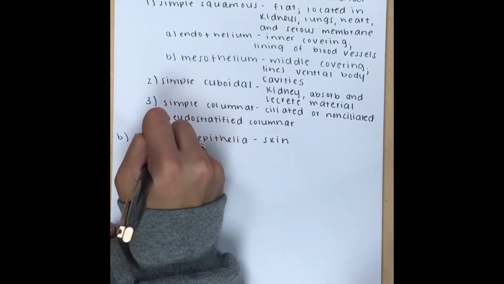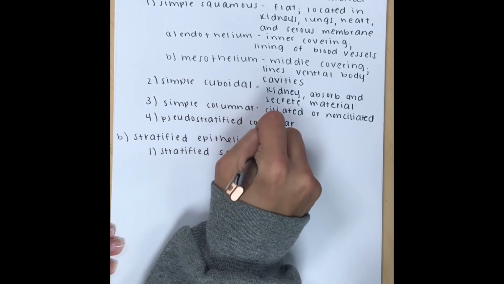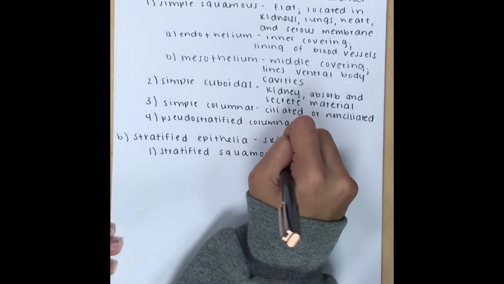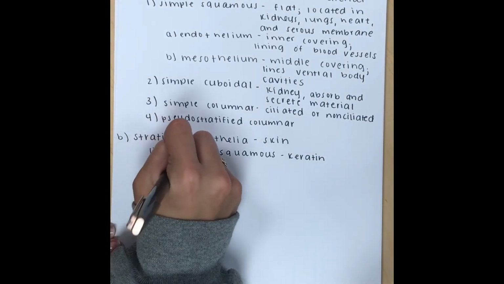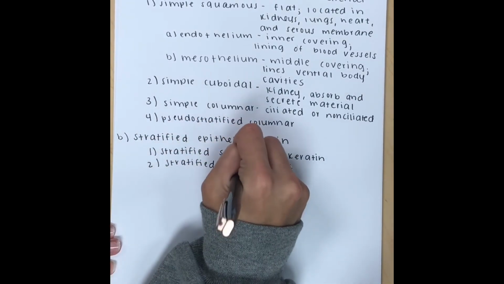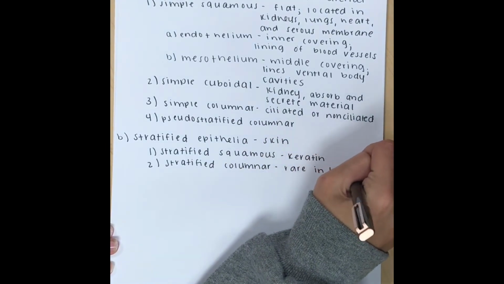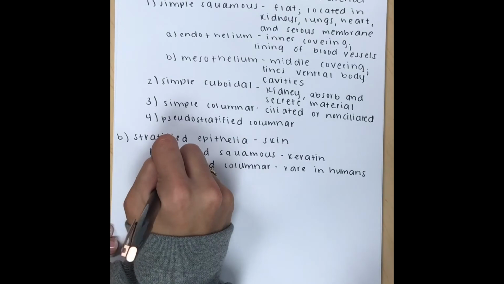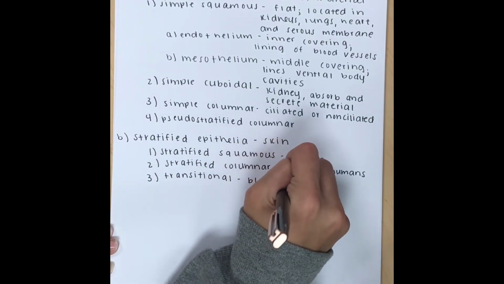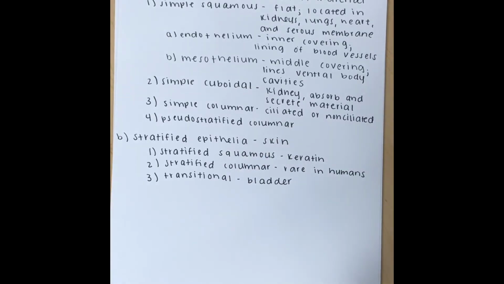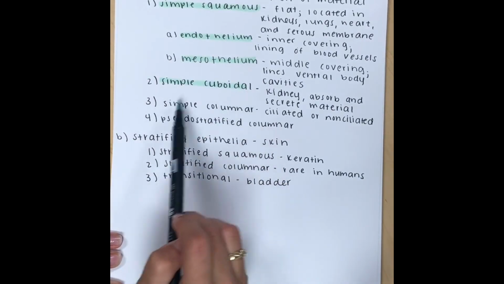We're now going to move on to stratified epithelia and its different variations. Stratified squamous resist abrasions. They are found in the skin and are keratinized or non-keratinized. Stratified columnar and stratified cuboidal are rare to non-existent in humans. Finally is transitional. It is found in the bladder and uterus, which is waterproof and stretchy.